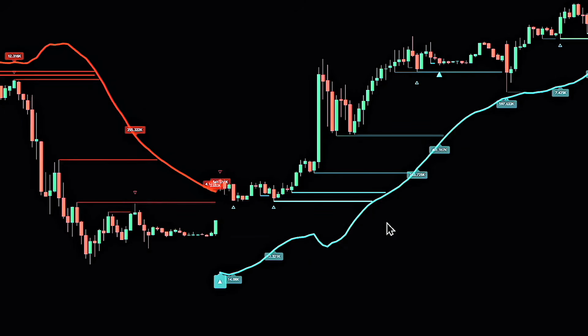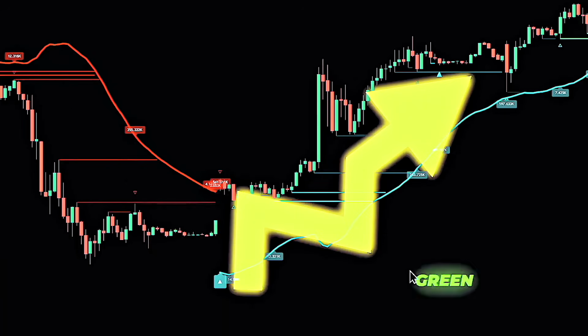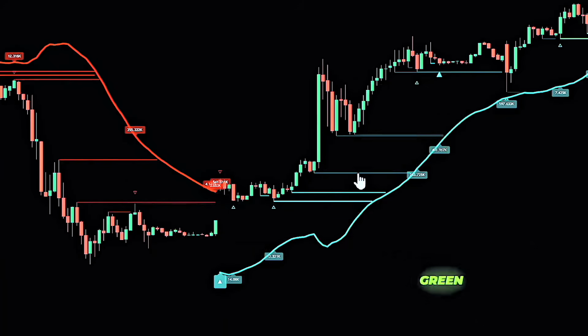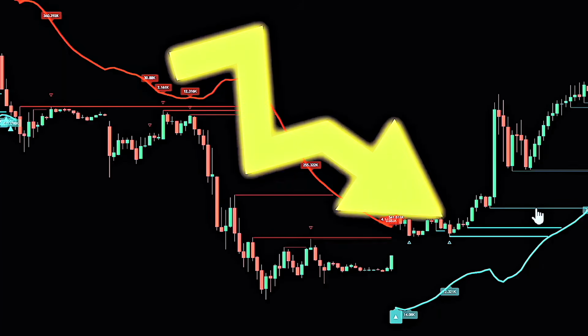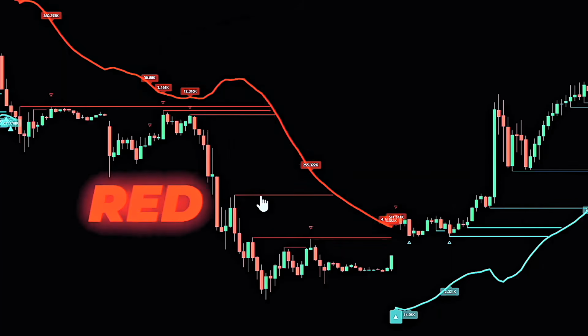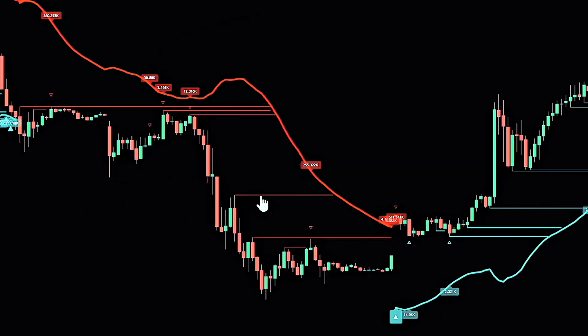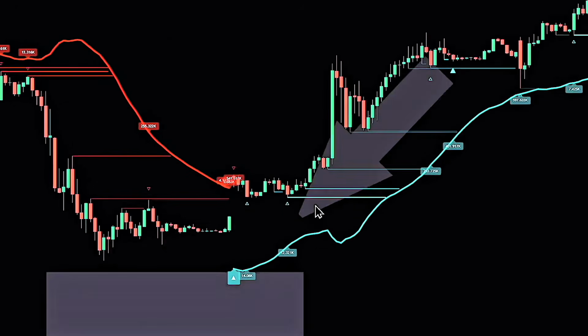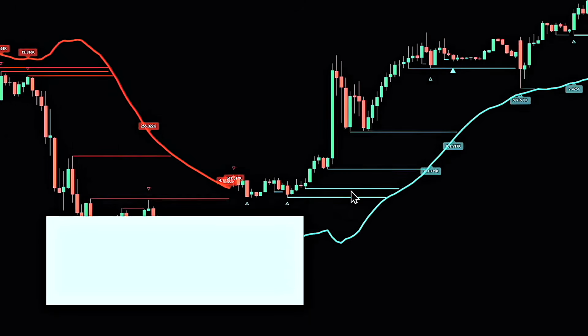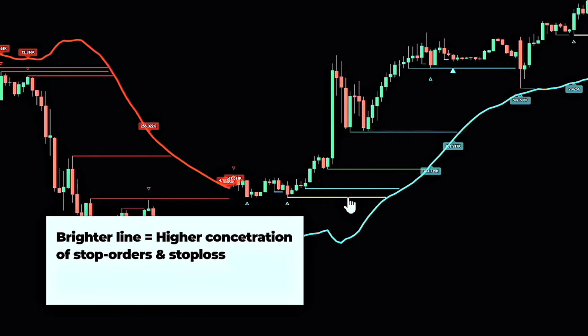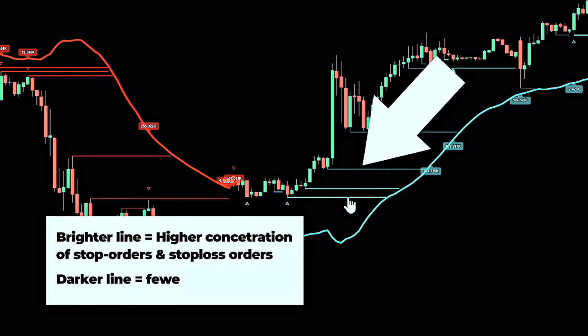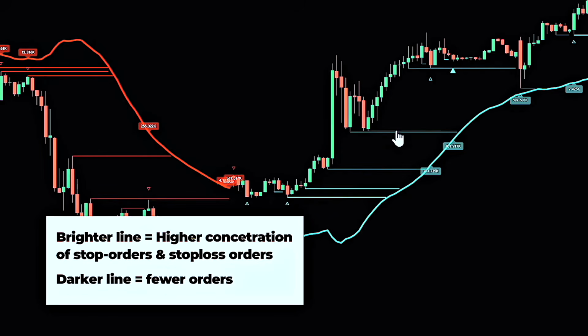Next, you'll notice horizontal lines on the chart. These are your liquidity levels. In a bullish trend, they're green and represent sell-side liquidity. In a bearish trend, they're red and show buy-side liquidity. The brighter the line, the more stop orders are clustered at that level, meaning it's a hotter spot for liquidity. Darker lines? Fewer orders, less action.